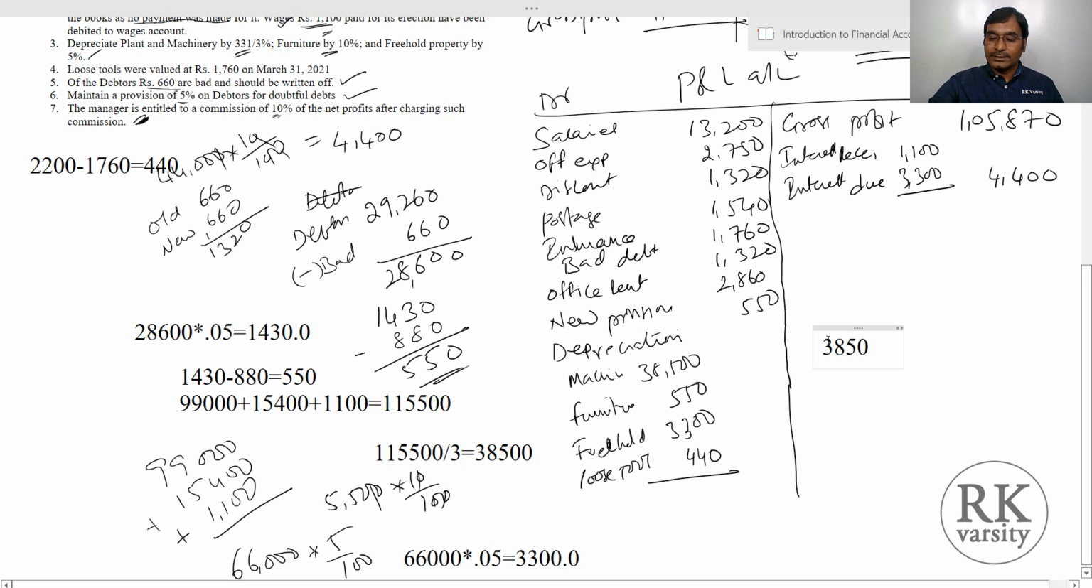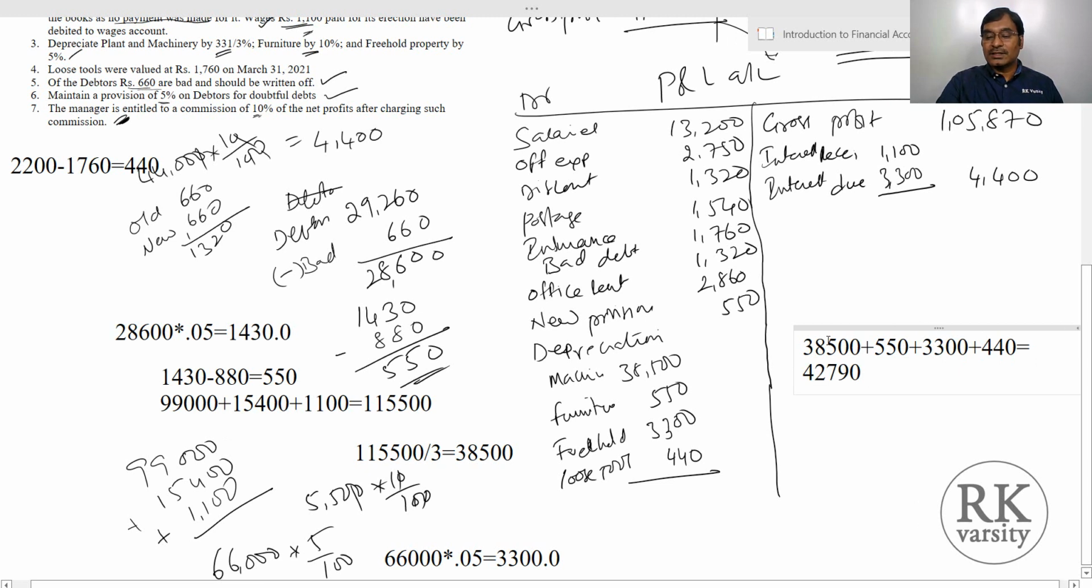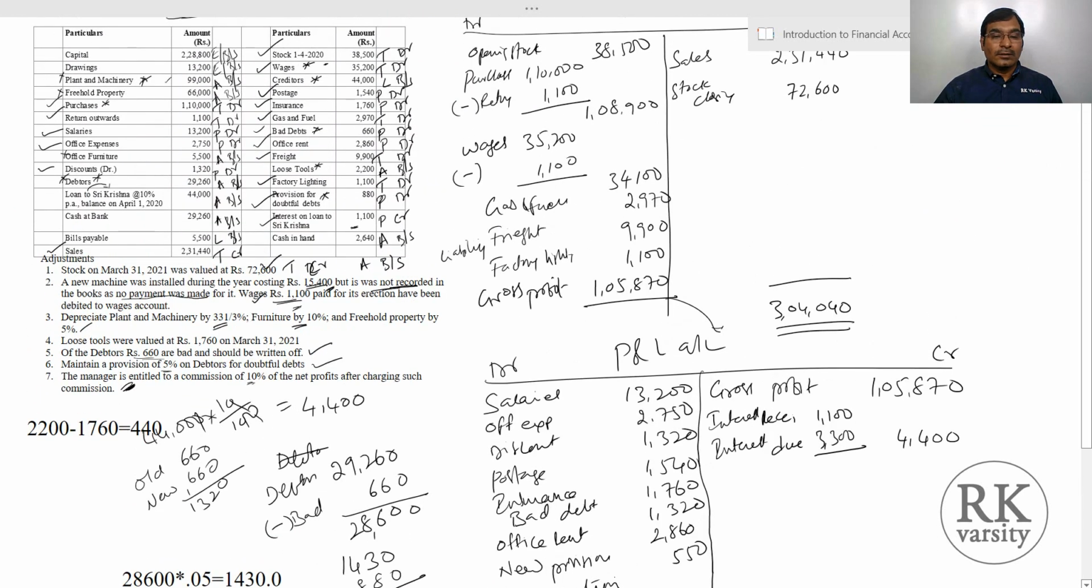38,500 plus 550 plus 3,300 plus 440. So this is 42,790. So total depreciation is 42,790. Now what we do is cross check whether we missed any item or not, because this is a lengthy one. So we have to cross check multiple times.